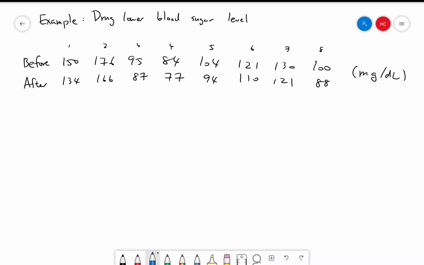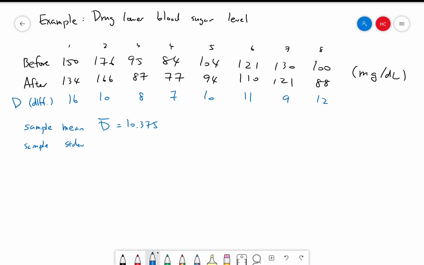So the first thing we calculate is the difference, D. Let's do this real quick. 16, 10, 8, 7, 10, 11, 9, 12. And after calculating the D values, we can find the sample mean using a calculator. This is equal to 10.375. And the sample standard deviation is equal to 2.774.